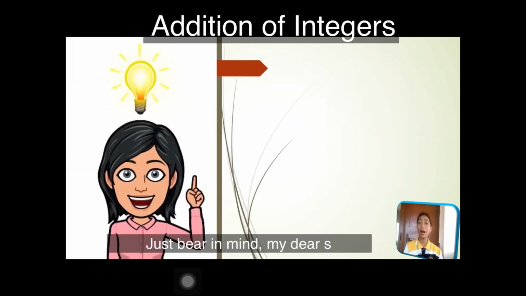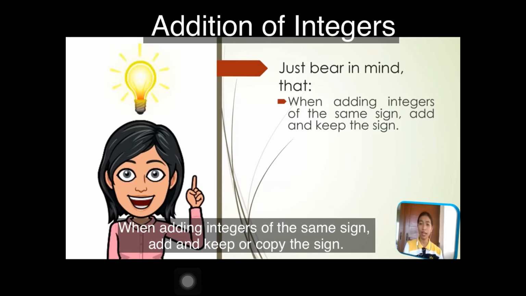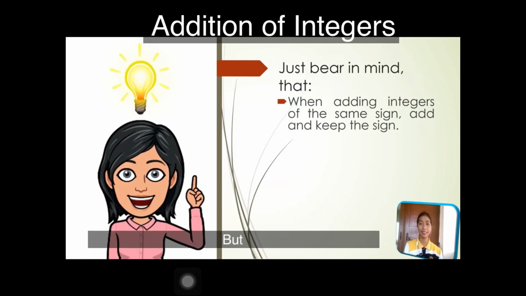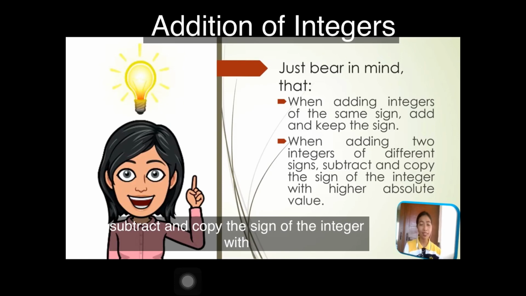Just bear in mind, my dear students, that when adding integers of the same sign, add and keep or copy the sign. But when adding two integers of different signs, subtract and copy the sign of the integer with higher absolute value.